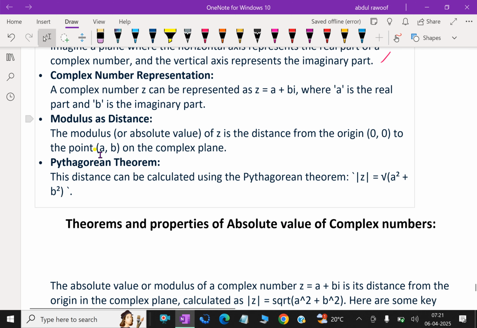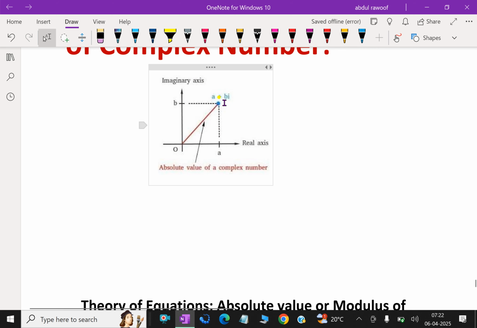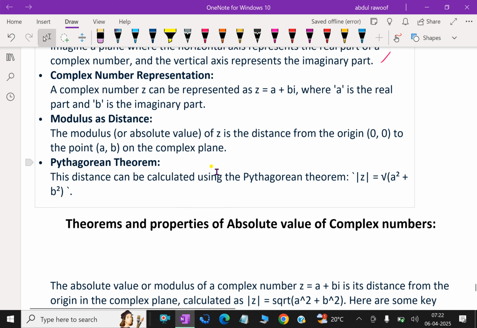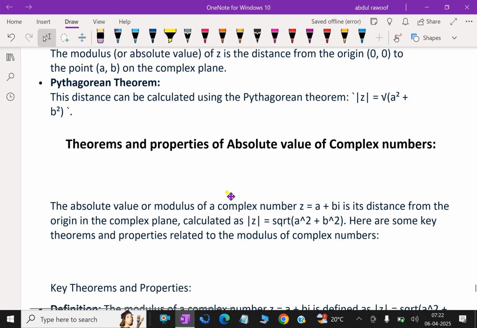What is the modulus or distance? The modulus or absolute value of z is the distance from the origin to the point (a, b) on the complex plane. This distance is the modulus. Here we use the Pythagorean theorem. This distance can be calculated using the Pythagorean theorem, like here modulus z equal to square root of a square plus b square. Now let us look at some theorems and properties of absolute values of a complex number.